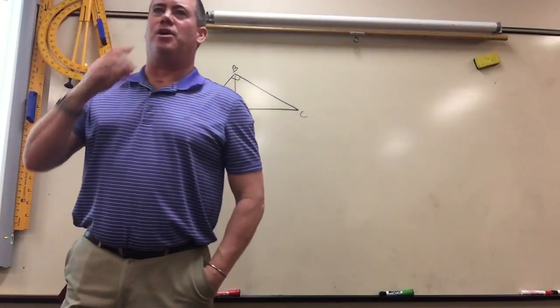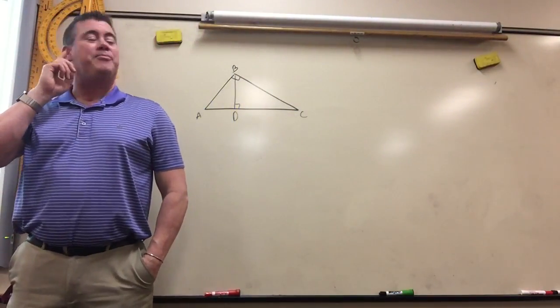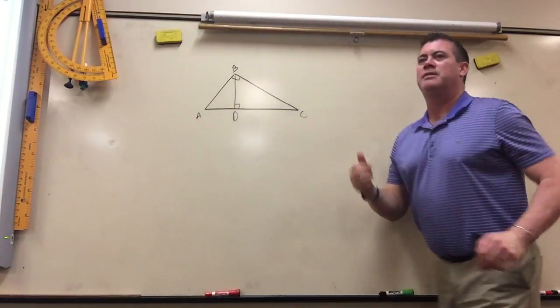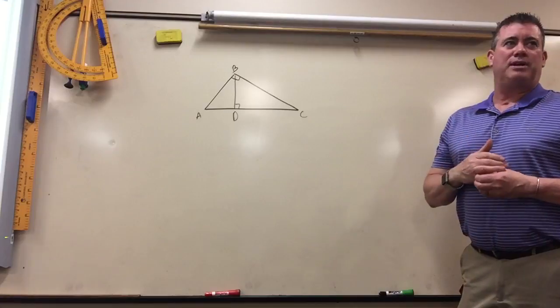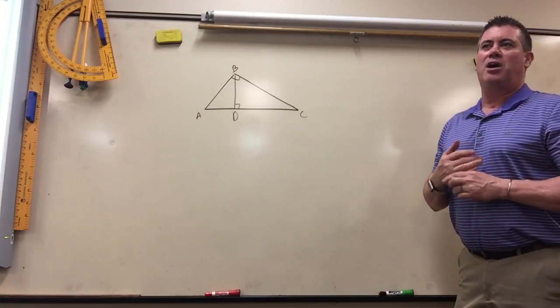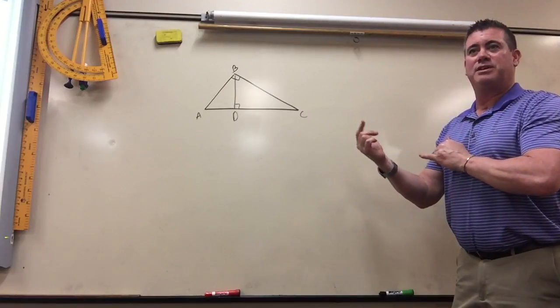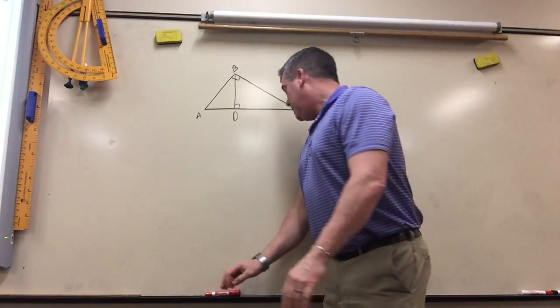Chapter 9 is all right triangle stuff. This first section is probably the hardest. The way they show you in the book is the hard way to do it. I'm going to show you the easy way to do it, so you're going to want to watch this instead of going back to look.